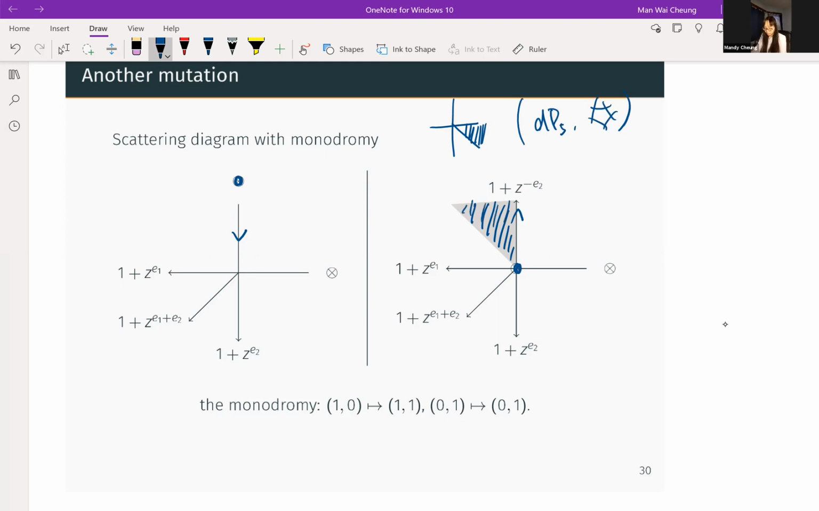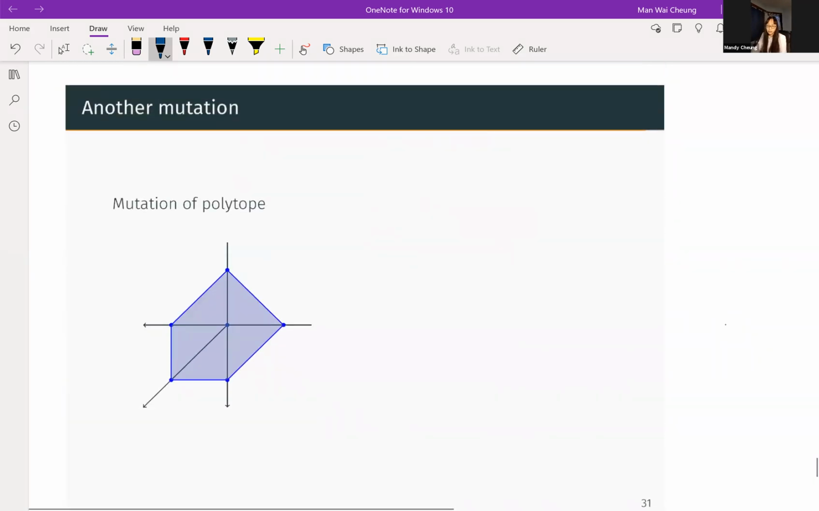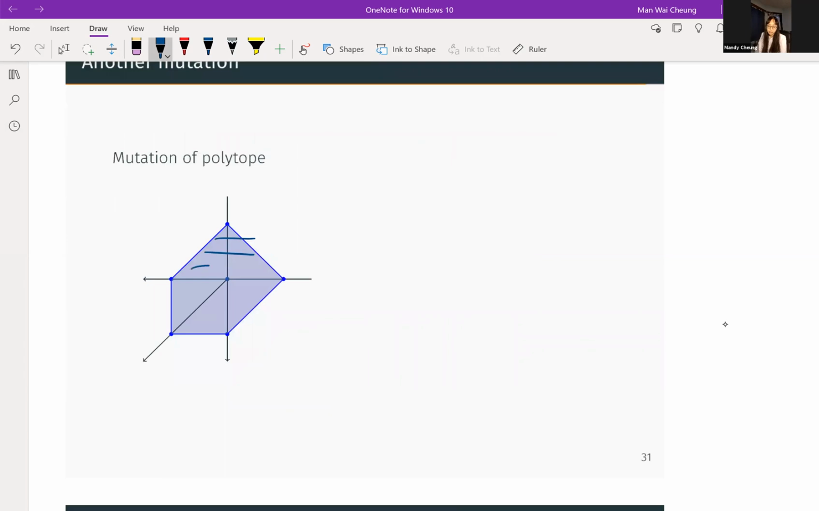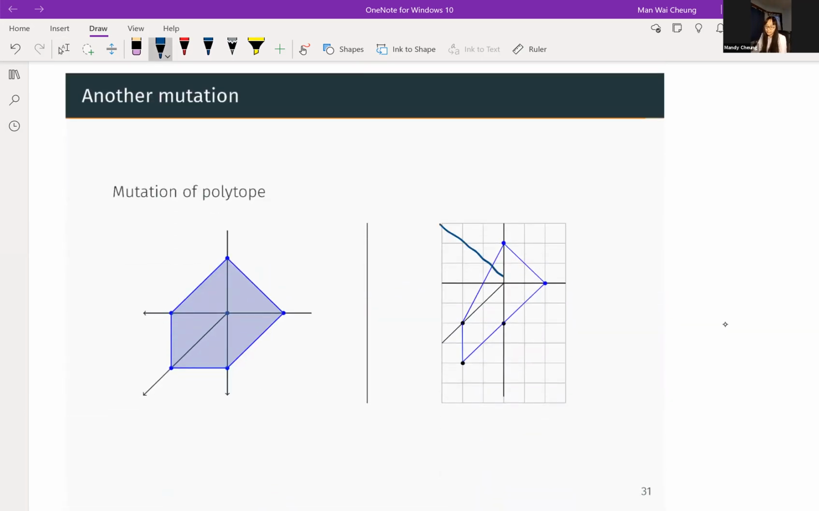And this is the monodromy. Here I explicitly write down the monodromy of the underlying affine structure. So originally I have this polytope here, which I mutate according to this change of the affine structure, which you can see here. I cut out this cone.